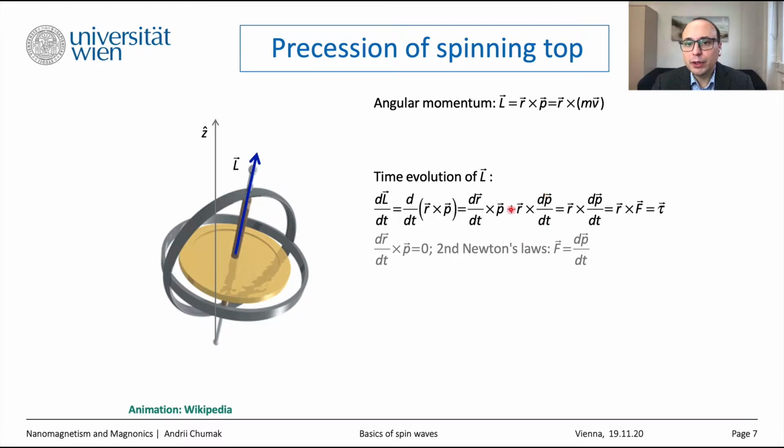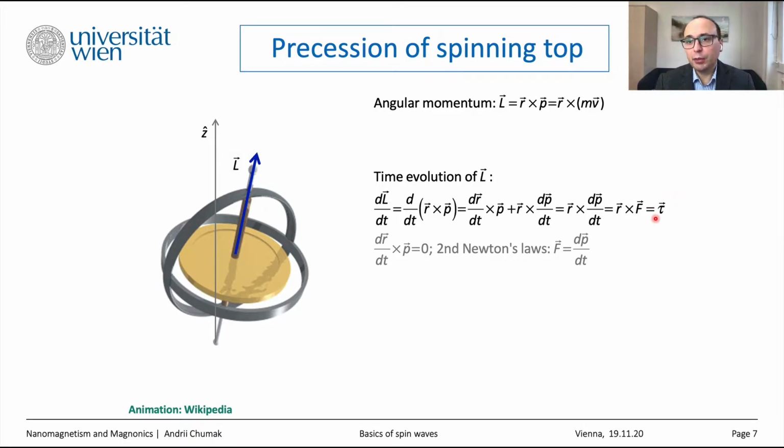Let us have a look at the second part. What you see here is that this dp over dt is nothing else than a force, because it is mv, and dv over dt is acceleration. Therefore, this part is our force according to Newton's second law, and you can immediately rewrite that the variation of angular momentum in time is equal to the coordinate vector cross product force. And force cross coordinate vector is by definition a torque.